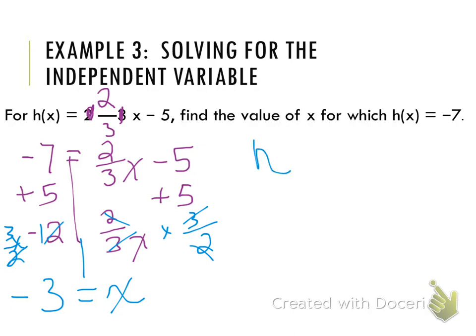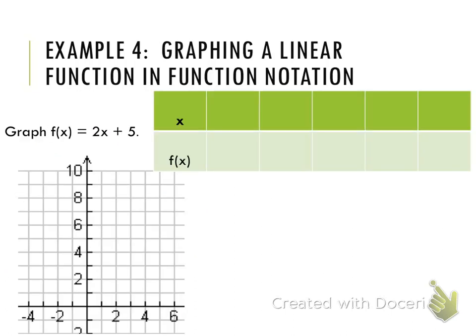So h of -3 equals -7. So when x is -3, h of x is -7. That's basically what that's saying right there. But let's look at another example.